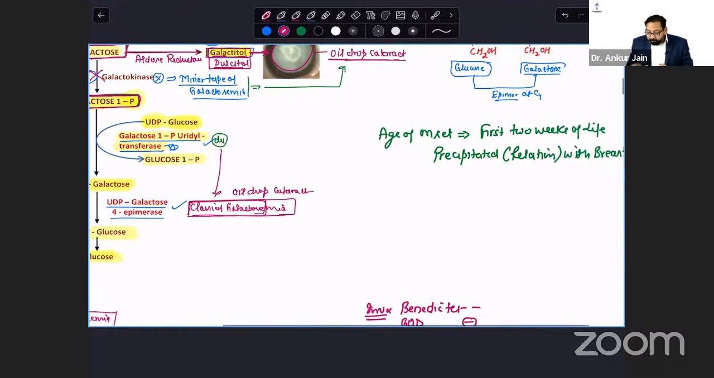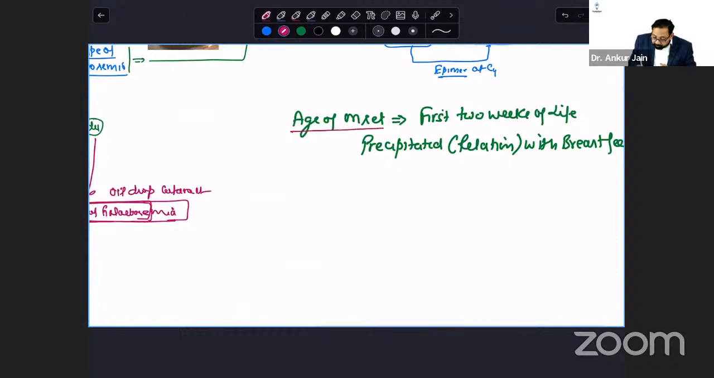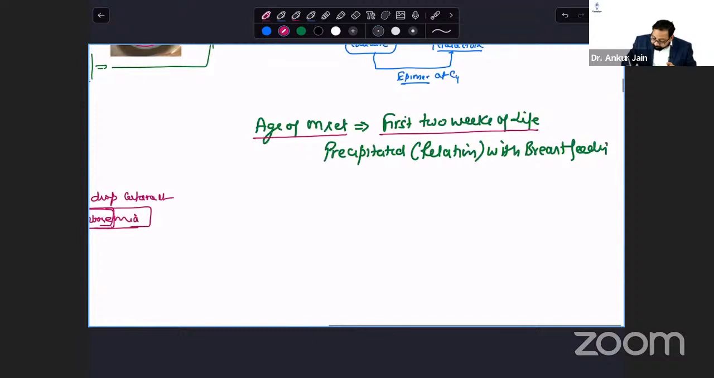In this, you will remember the age of onset of symptoms is the first 2 weeks of life. When we start breastfeeding, breast milk has lactose, lactose has galactose, and the symptoms start after breastfeeding. So this is a very, very important point, precipitated by or related to breastfeeding. Many times when clinical scenarios are asked, they will mention that these symptoms started after starting breastfeeding.